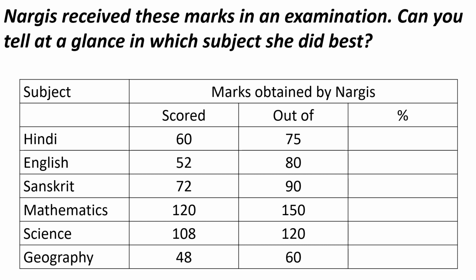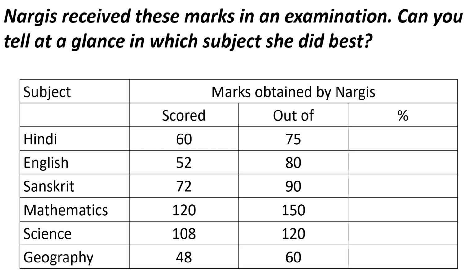Now, how will you tell in which subject she did best? Because the total marks of the examination are different for each and every subject. In this case, percentage is very important. We will find out the percentage of each subject. Percentage means per 100. Then we can easily compare. So now let us find the percentage one by one for each subject.